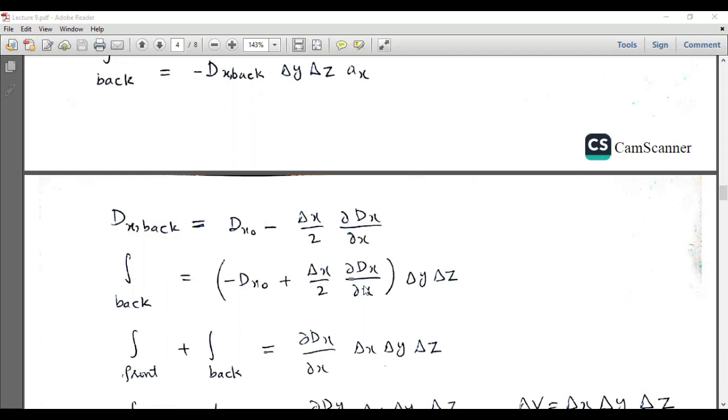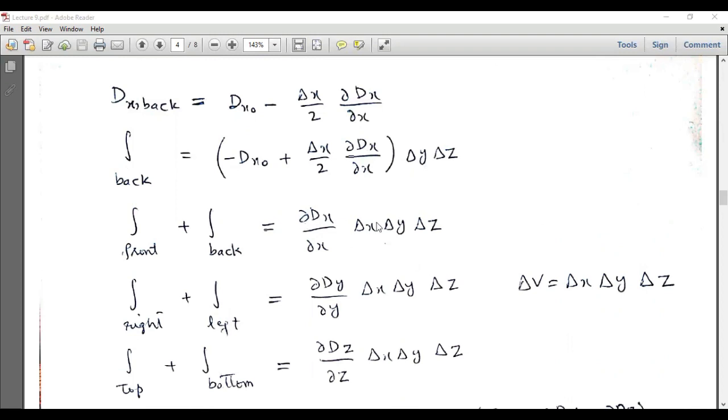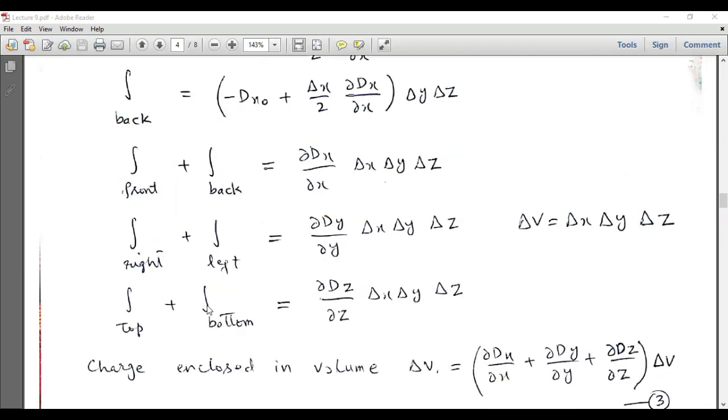So this will be partial Dx over partial x delta y delta z. So this is the sum of the first two integrations. Similarly, for the left and right integrations, we will have partial Dy over partial y into delta x delta y delta z. And for the top and bottom integrations, we will have partial Dz over partial z delta x delta y delta z. And this delta x delta y delta z is equal to delta v. So this is the incremental volume.